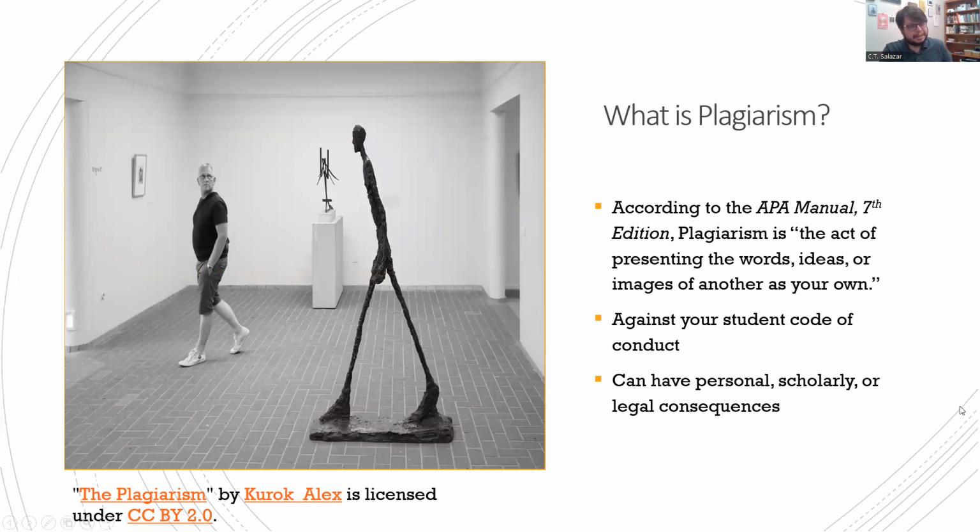What is plagiarism? So according to the APA Manual 7th edition, plagiarism is the act of presenting words, ideas, or images of another as your own. It's against your student code of conduct, and it can have consequences on a myriad of social strata, whether it's personal, scholarly, and sometimes even legal. So it's just best to avoid it as much as you can and to never intentionally plagiarize because it's always frowned upon in the scholarly community.